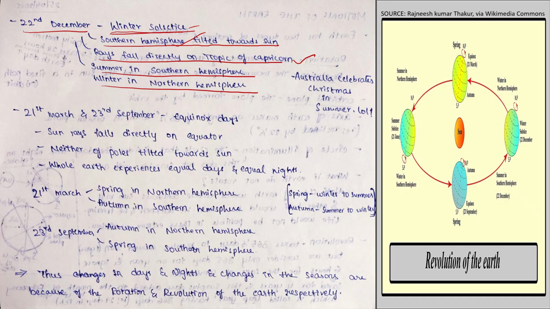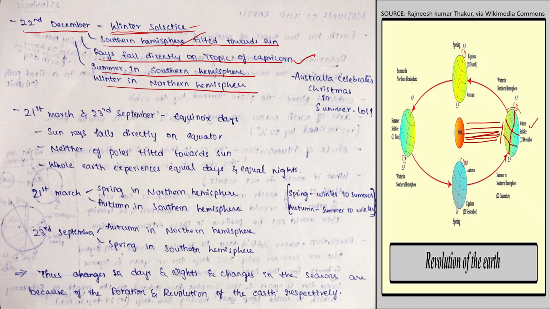So look at this picture. Here is the winter solstice and sun rays fall directly on this side of the earth. This is the axis of the earth and this is the equator of the earth. So the sun rays fall more on the southern hemisphere of the earth. And this is the Tropic of Capricorn, we can say, and the rays fall directly on the Tropic of Capricorn. So that's why it is summer in the southern hemisphere and winter in the northern hemisphere.